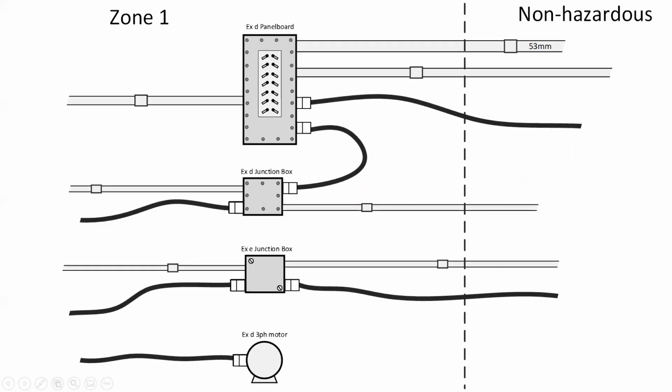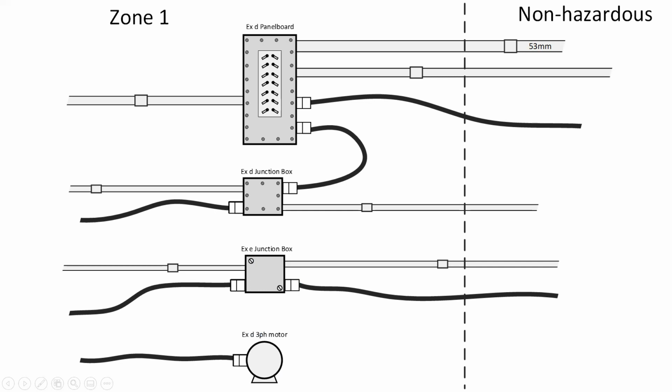Now, where we're going to be drawing our information from is 18-104, which is sealing within a zone 1 location. You'll notice that we have an explosion-proof panel board with circuit breakers in it, an explosion-proof junction box down below it, an EXE, increased safety E junction box, and an explosion-proof 3-phase motor.